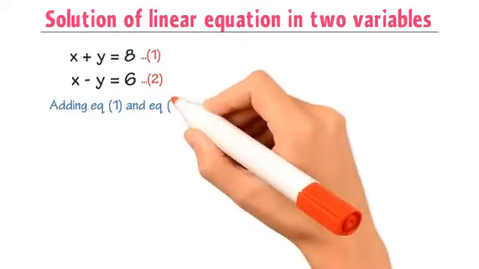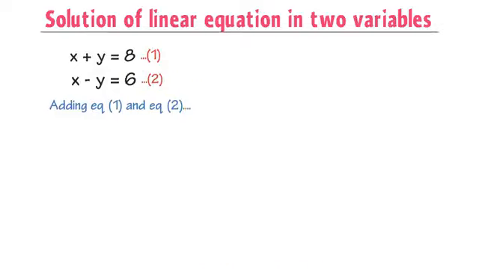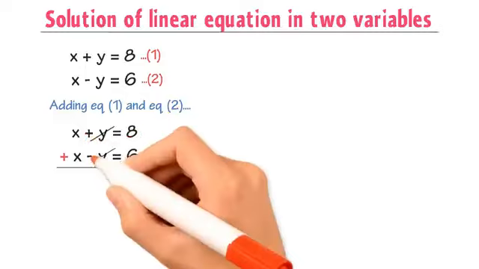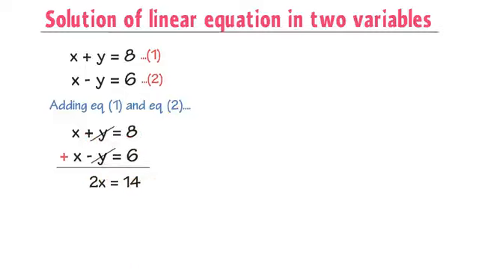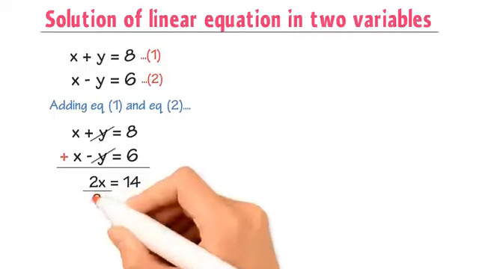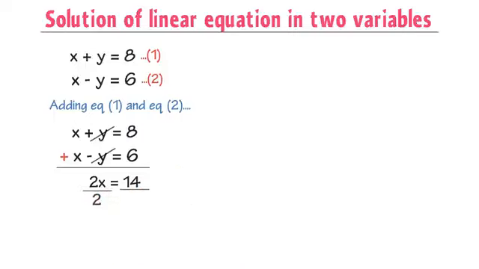Therefore, adding equation number 1 and equation number 2, x plus y is equal to 8 plus x minus y is equal to 6. Here plus y and minus y are cancelled out. We get 2x is equal to 14. Now dividing both sides by 2, 2x divided by 2 is equal to 14 divided by 2. As a result, we get x is equal to 7.